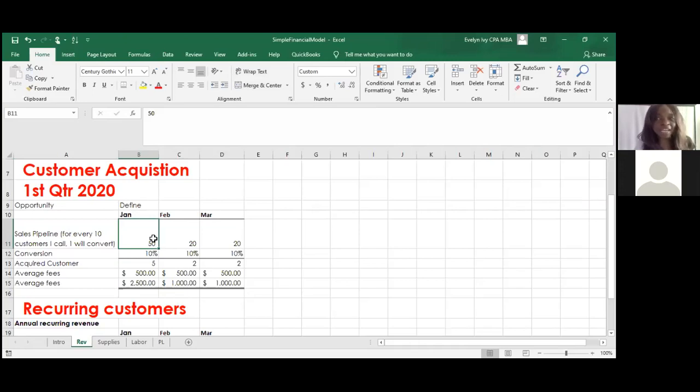That is your pipeline. Those are prospects who are waiting to be contacted by you. So you put out some kind of advertising, some kind of marketing, they've expressed some interest, so you have to follow up and convert them to your customers. Obviously not everybody in your pipeline is going to convert, so you need to know what your conversion rate is.